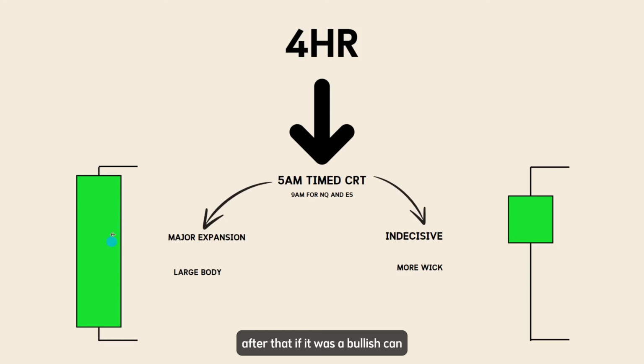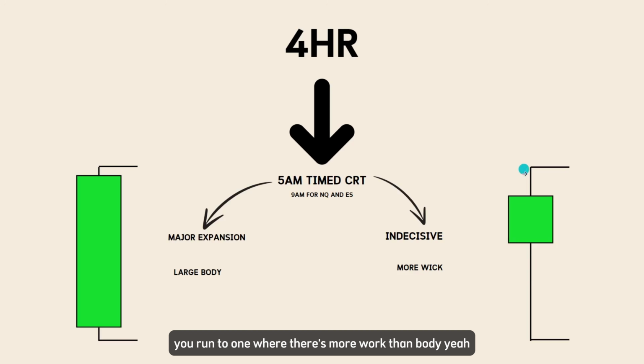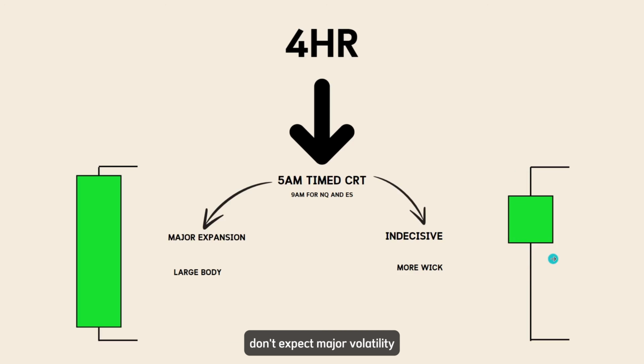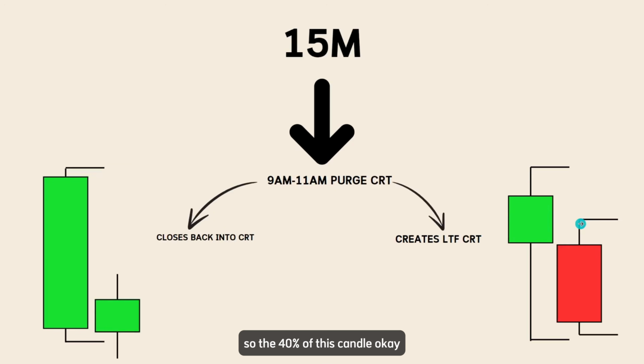If it was a bullish candle, you then expect price to push up and then create a bearish candle to the downside, okay? Now, the indecisive model, you want one where there's more wick than body. Don't expect major volatility, just expect to either come for the high or the previous candle equilibrium, so the 40% of this candle, okay?